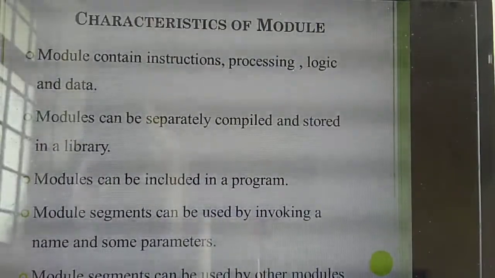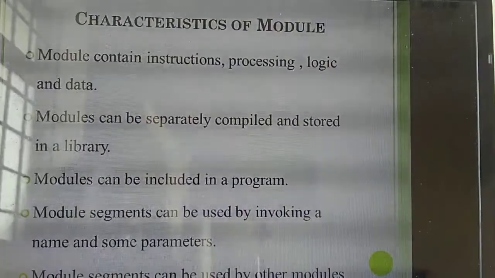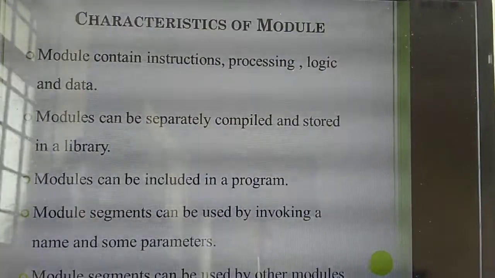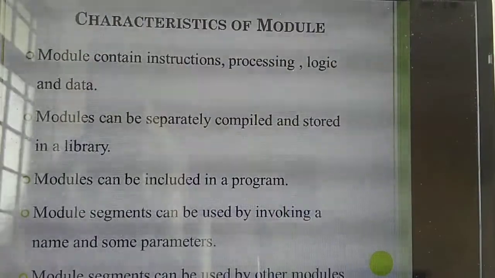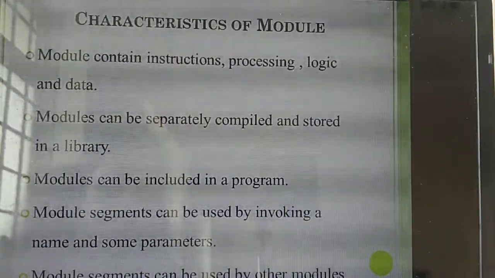What's the next thing? Each module can be separately compiled and stored in a library. So the 4th point, each and every module you can include in a program. Each module is identified by module name and parameters. Module segments can be used by other modules. That means one module segment can be used by another module. Very important question. Please study it now itself.